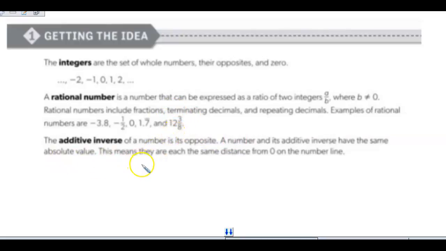The additive inverse of a number is its opposite. The number and its additive inverse have the same absolute value. That means that they are each the same distance from 0 on a number line. And we saw this when we were talking about our integers of -2 and 2. We said they were opposite of each other. They make an additive inverse of each other because if I take -2 plus +2, I will get 0. And here's an example to show that.